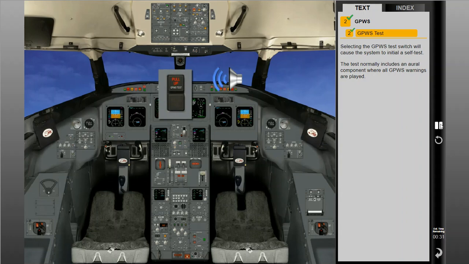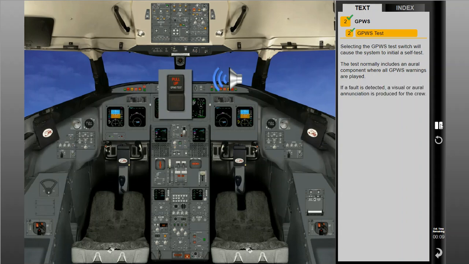Glide slope. Pull up. Wind shear. Wind shear. Wind shear. Terrain. Terrain. Pull up. Sink rate. Pull up. Terrain. Pull up. Don't sink. Too low. Terrain. Too low. Gear. Too low. Flaps. 10, 20, 30, 40, 50, 1,000, 2,500.